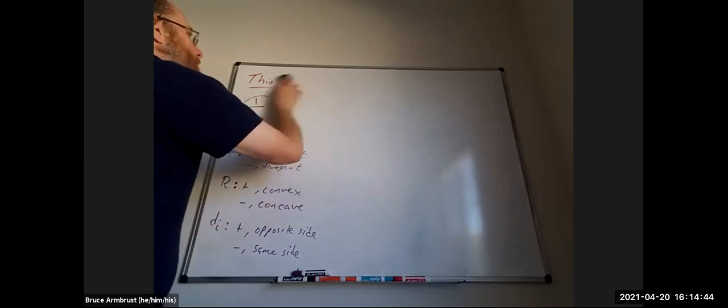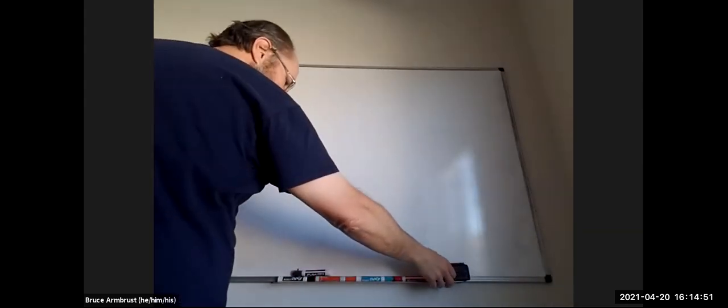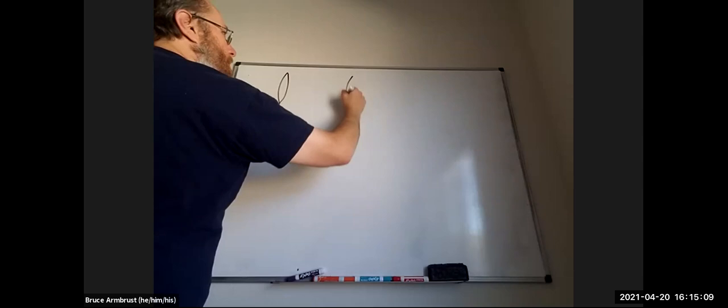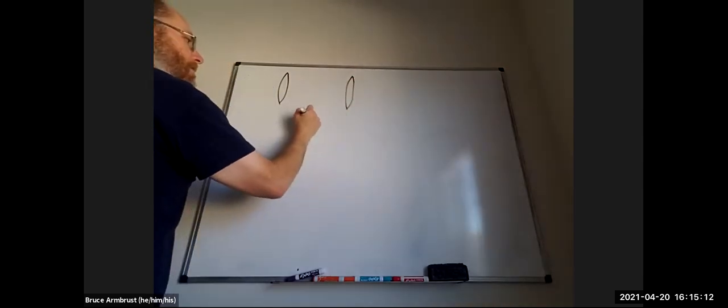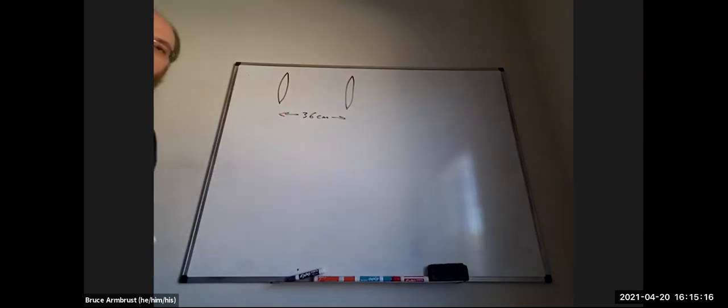Okay. So here's the setup. Let's say we've got 2 lenses and they're both convergent. So we're going to have 2 convergent lenses and they're going to be separated by 36 centimeters. So let me just start drawing the picture here. So here's lens number 1 and here's lens number 2. And they're 36 centimeters apart.